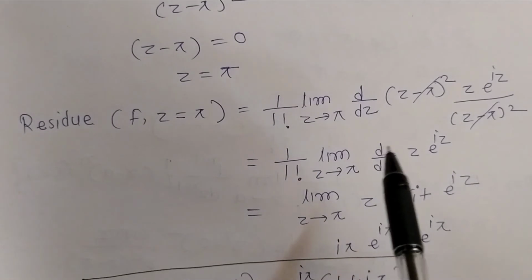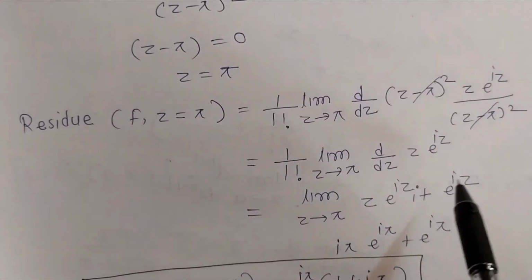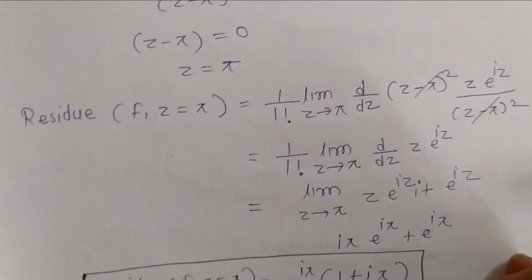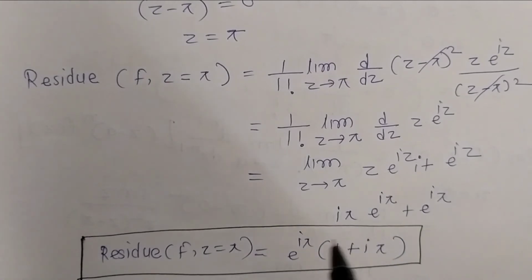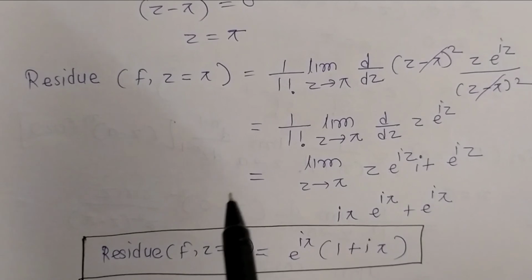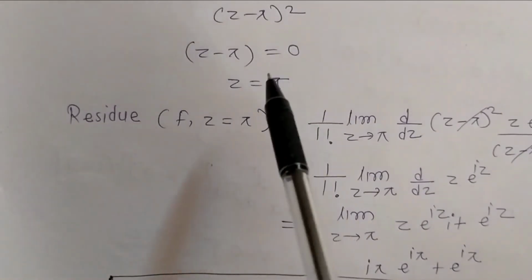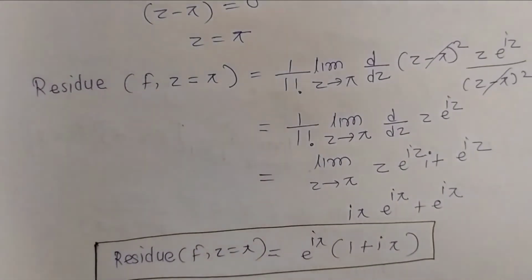So this is the derivative of this term. Here z tends to pi, so this I, and this is pi, I pi e raised to I pi plus e raised to I pi. When we take e raised to I pi outside, it becomes 1, here 1, and this is I into pi. So this is the residue when z is equal to pi, and here it is a pole of order 2. So here n is equal to 2, pole of order 2, and this is the residue here.